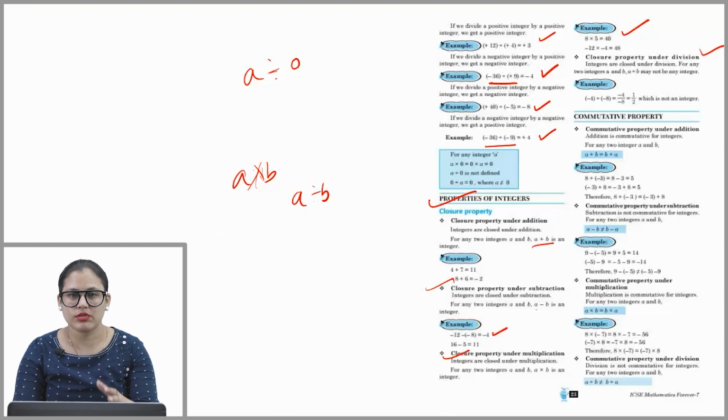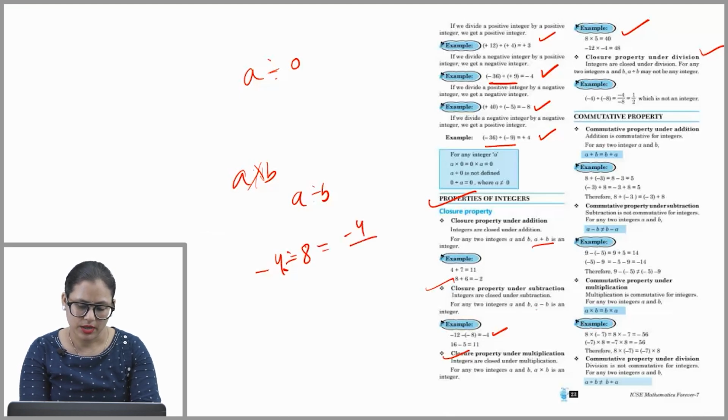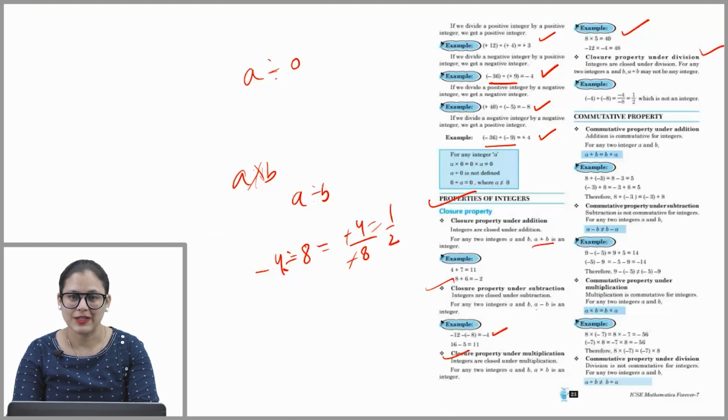Okay. So, for example, minus 4 divided by minus 8 is what? Minus 4 by minus 8 is equal to 1 by 2. It is not an integer, right?